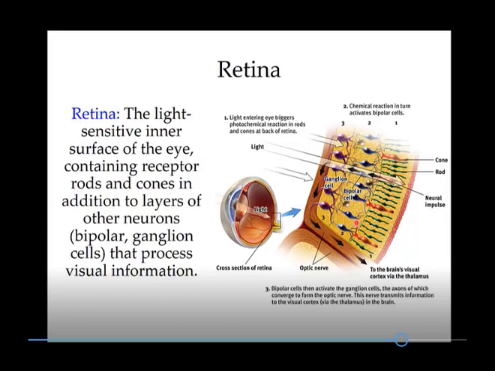But the retina in general, the entire back of your eye, is made up of a whole bunch of different kinds of neurons, and the ones that we're going to learn for this class are rods and cones.